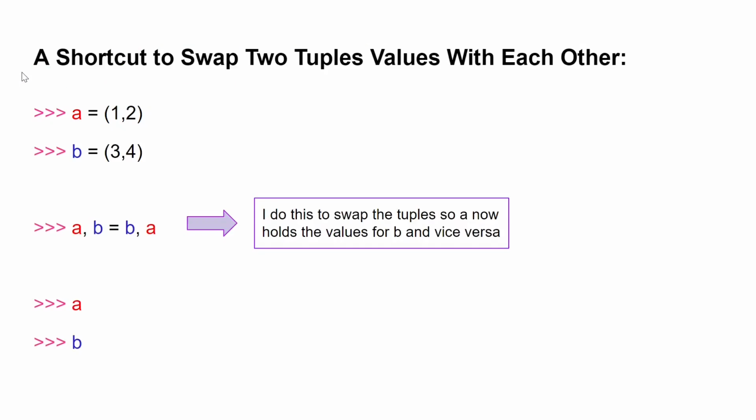So the last slide for today is a shortcut to swap two tuples' values with each other. So we make two different tuples over here. One is A, and that's assigned to 1 and 2, and then one is B, and that's assigned to 3 and 4. And then over here, I type A, B is equal to B, A. So this is basically swapping the values inside the tuples around. So the values in tuple A, which are 1 and 2, will become the values in tuple B, and the values in tuple B, which are 3 and 4, will become the values in tuple A. And then over here, I can print my variable names out to see the swapped values.